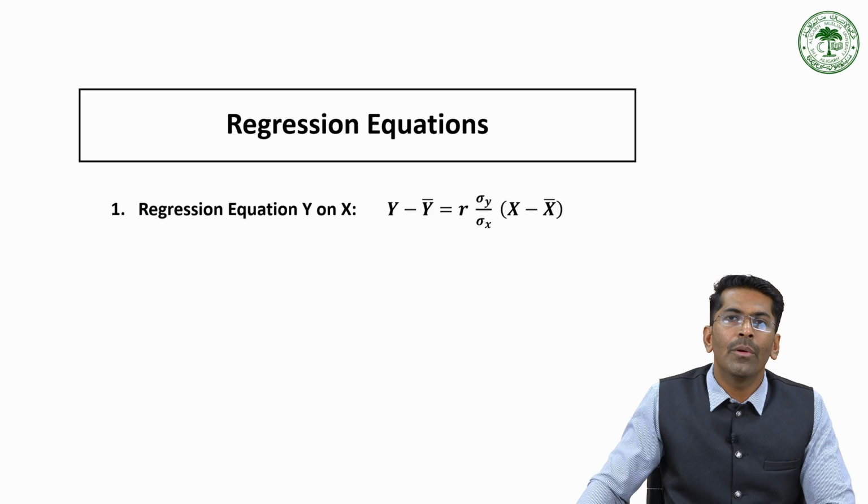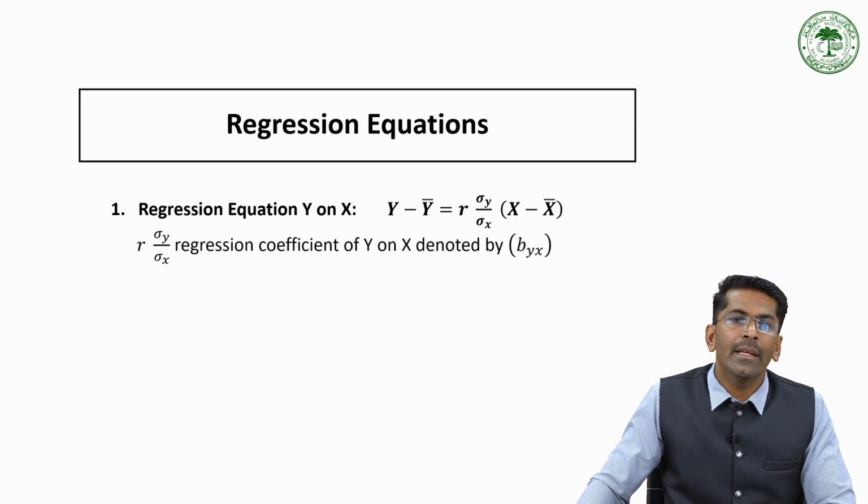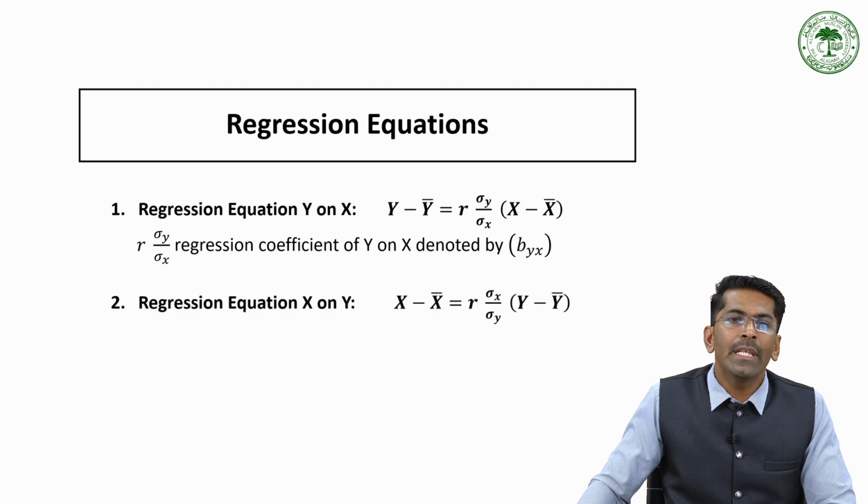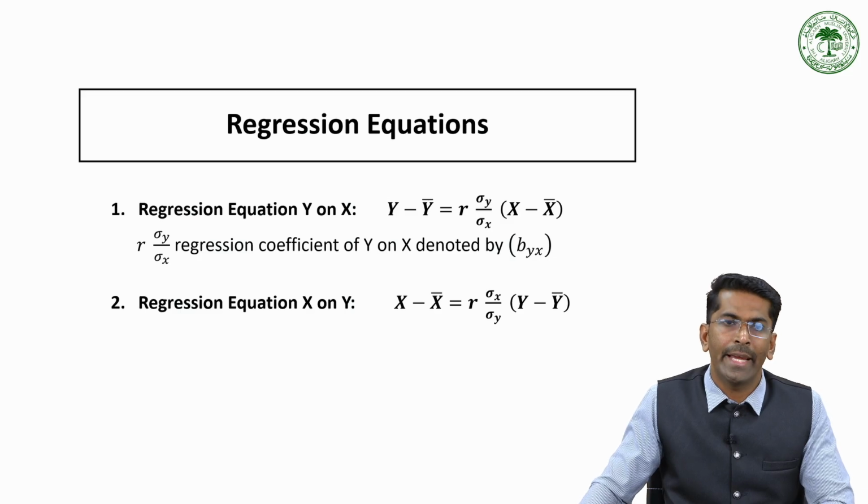So this is the generalized formula for framing the regression equation y on x. Here, r into the standard deviation of y divided by the standard deviation of x is nothing but the regression coefficient of y on x, which is denoted by byx. So we can also write y minus y bar equals byx into x minus x bar.